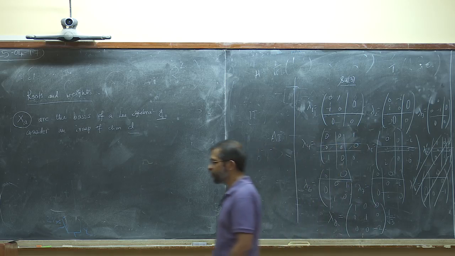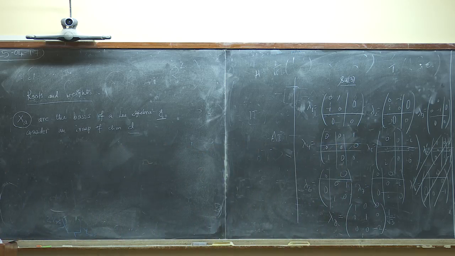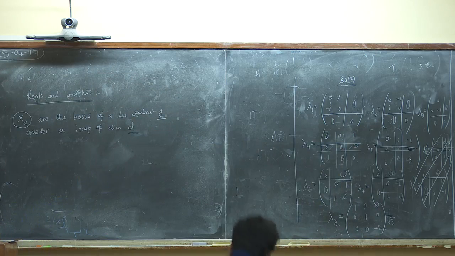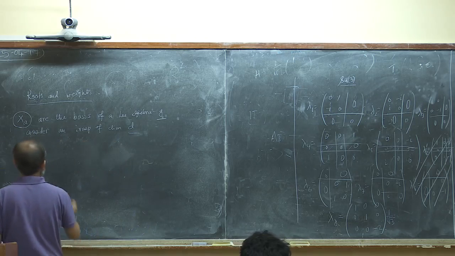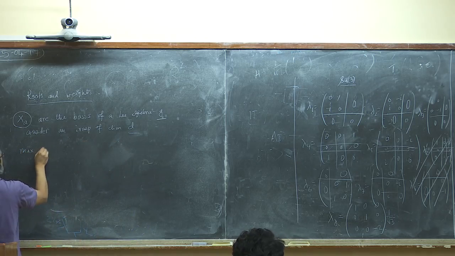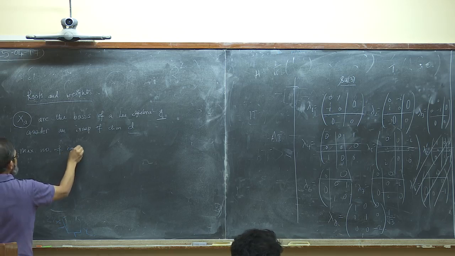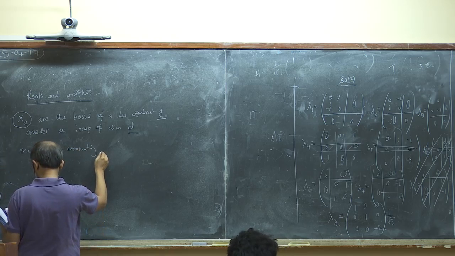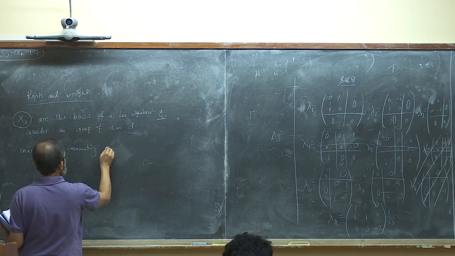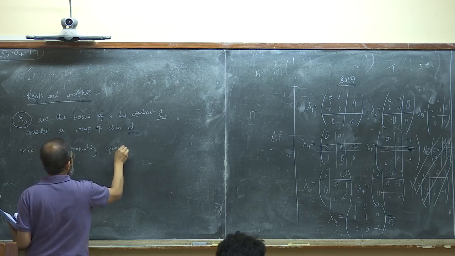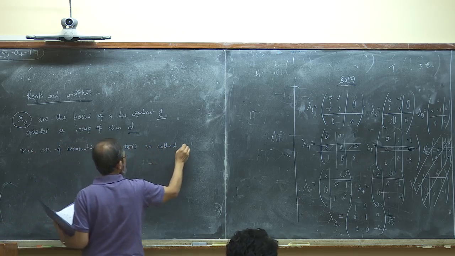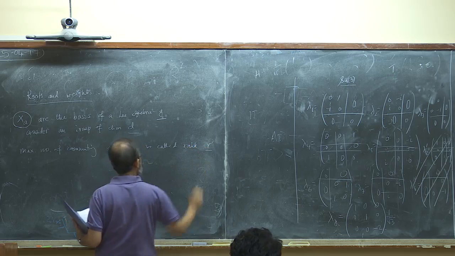So this is called a rank. The maximum number of commuting generators in an algebra is called the rank, denoted by R.